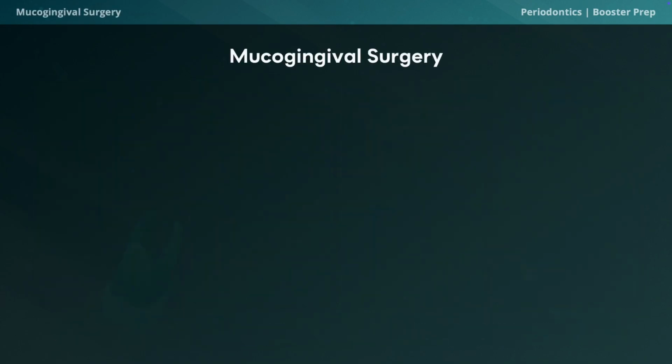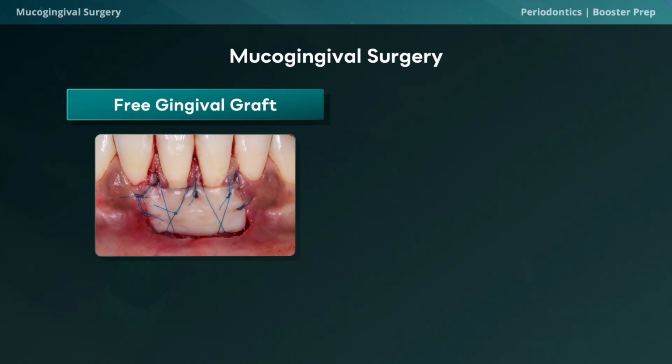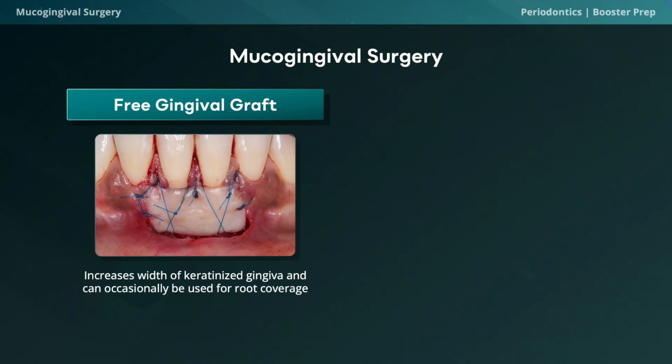Let's get into mucogingival surgery, which helps fix issues with the gums, like not enough keratinized gingiva or recession. So there's two major types that you need to know. The first is a free gingival graft, or FGG. The main goal of a free gingival graft is to increase the width of keratinized tissue. So remember, keratinized tissue extends from the free gingival margin down to the mucogingival junction. If that is non-existent or extremely narrow and thin, a free gingival graft will be great.